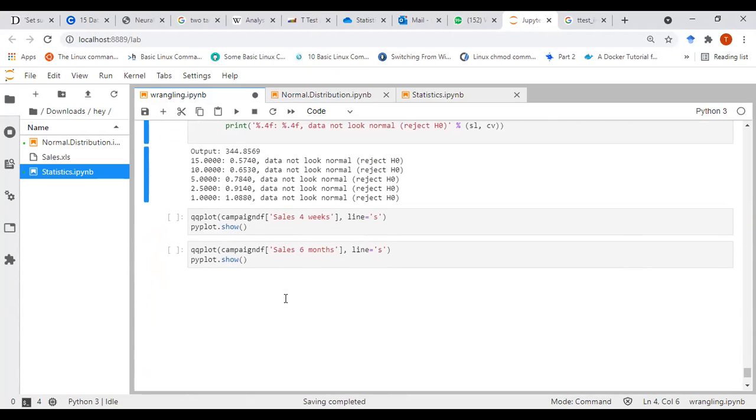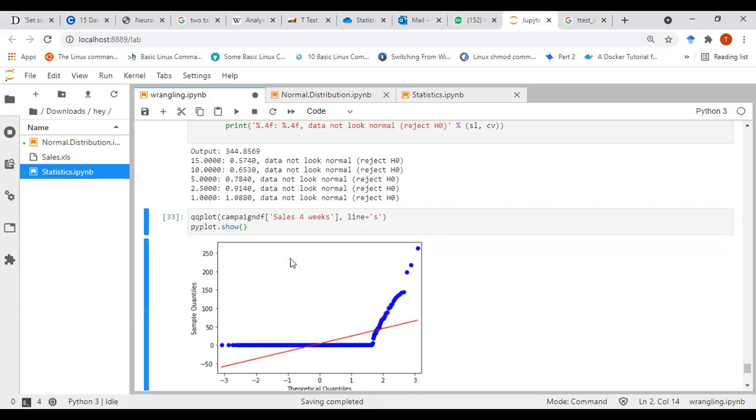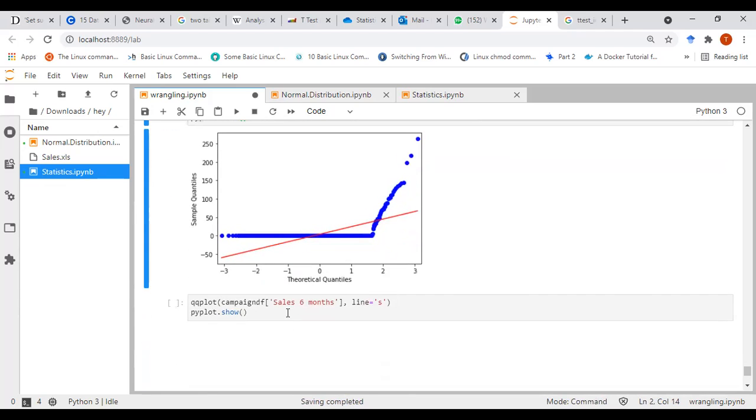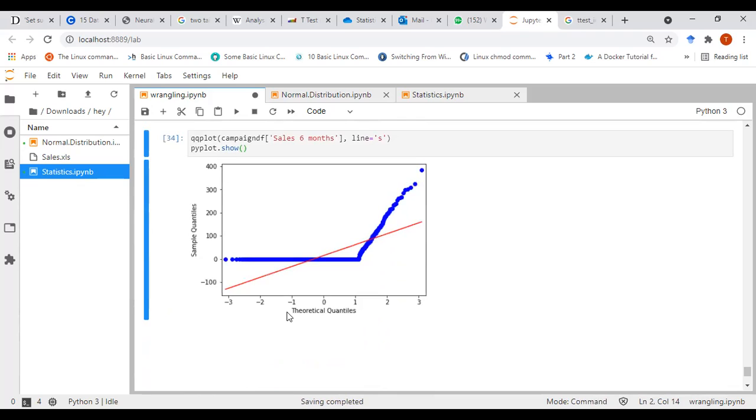Similarly, ditto for that. And the QQ plot: if I take the QQ plot for sales 4 weeks, you can see it is not lying on this straight line, which is the red line. So that means it is not normal. And similarly, sales 6 months is not normal. So sample quantiles versus theoretical quantiles, this is just to check normality, the QQ plot. So I think we need to do something about this data.